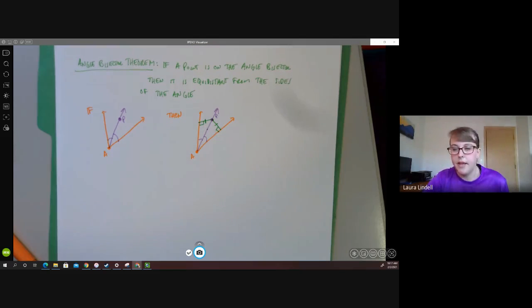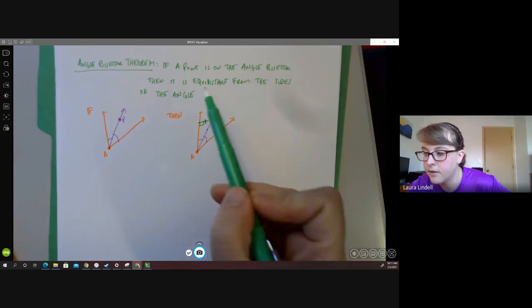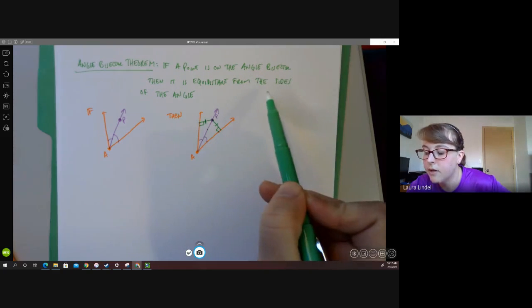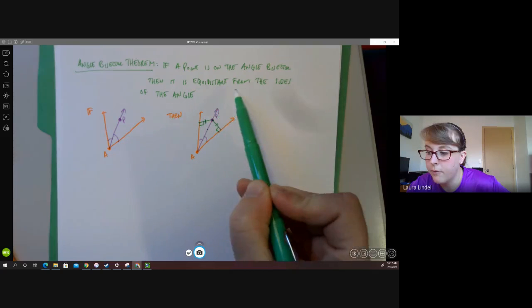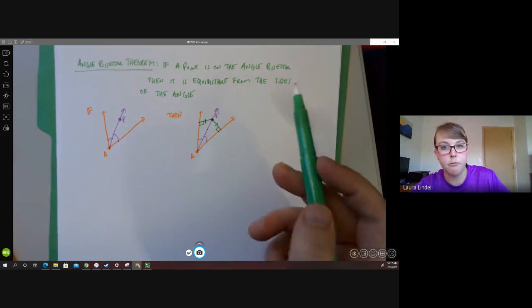Okay, so that's the angle bisector theorem itself. Then we also need the converse of that theorem, just like we did with the converse of the perpendicular bisector theorem. And it's going to be the same thing. We're just reversing the order. So instead of saying if a point is on the bisector, then it's equidistant, we're going to say if a point is equidistant from the sides, then it must be on the angle bisector.